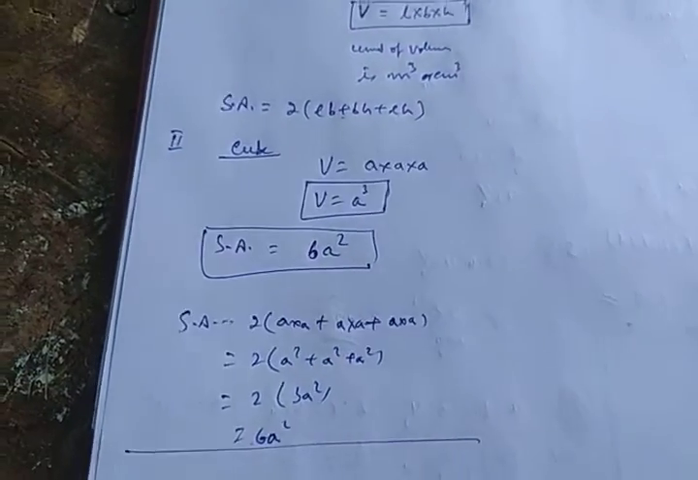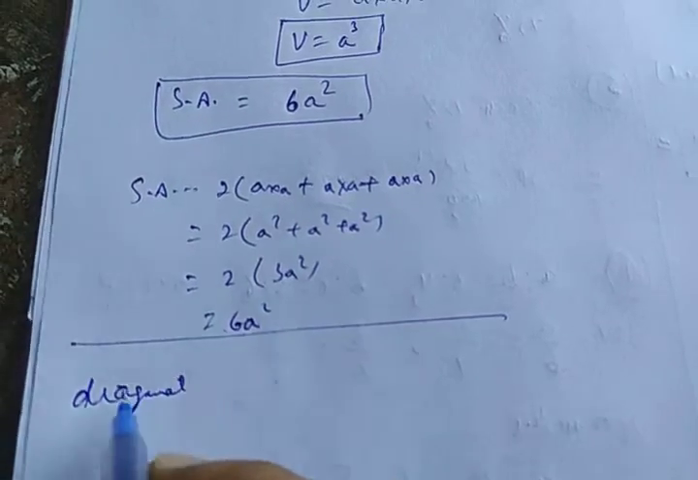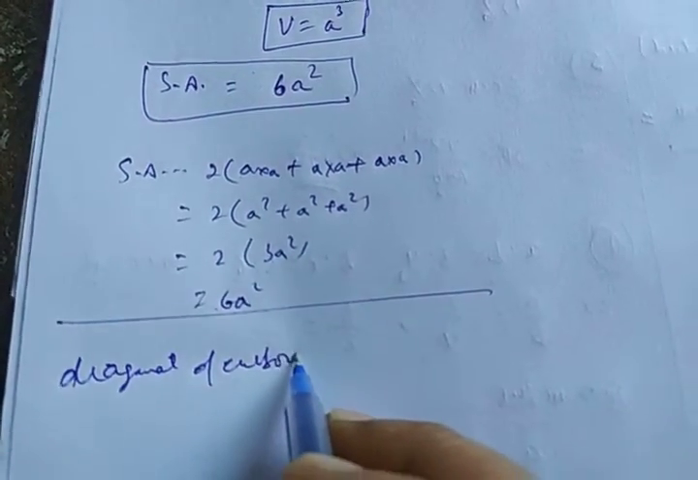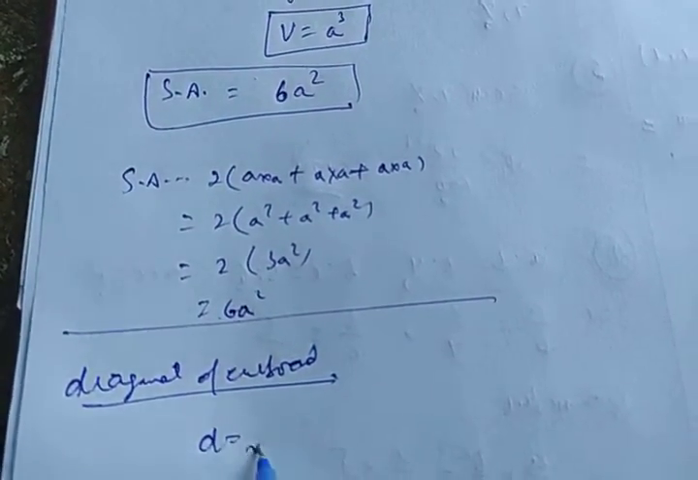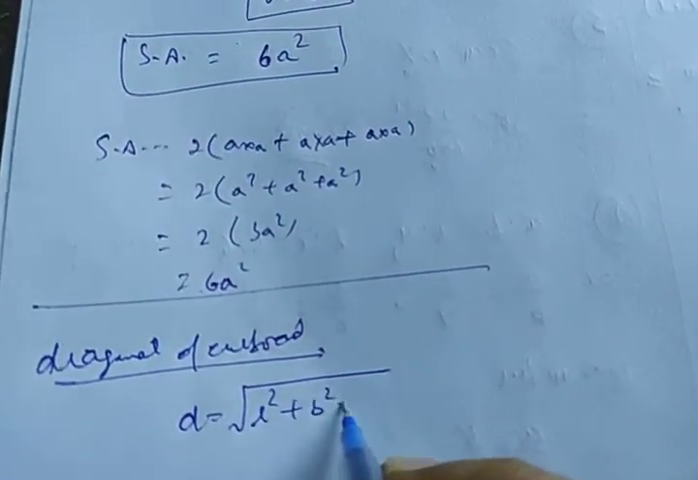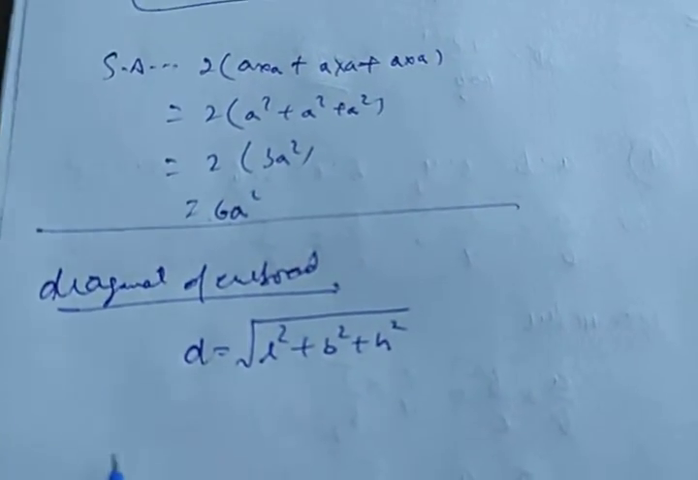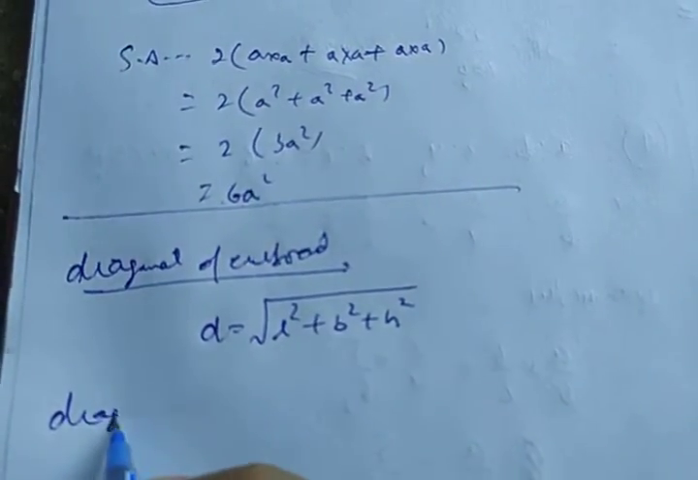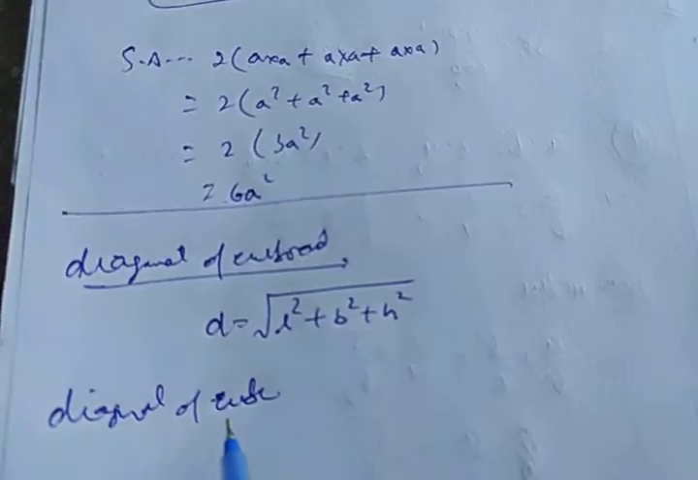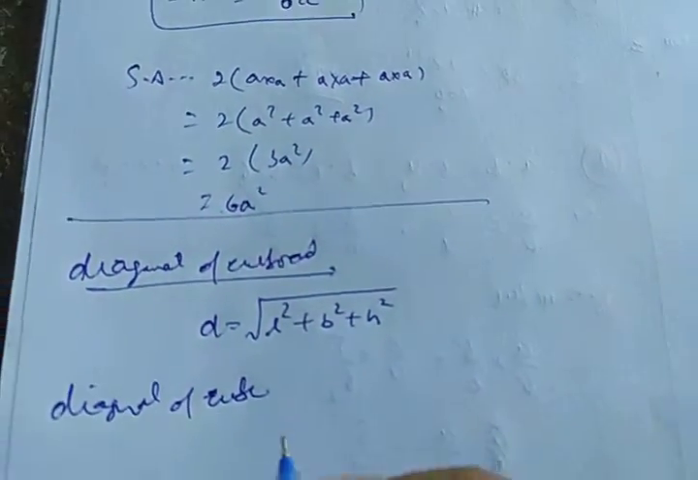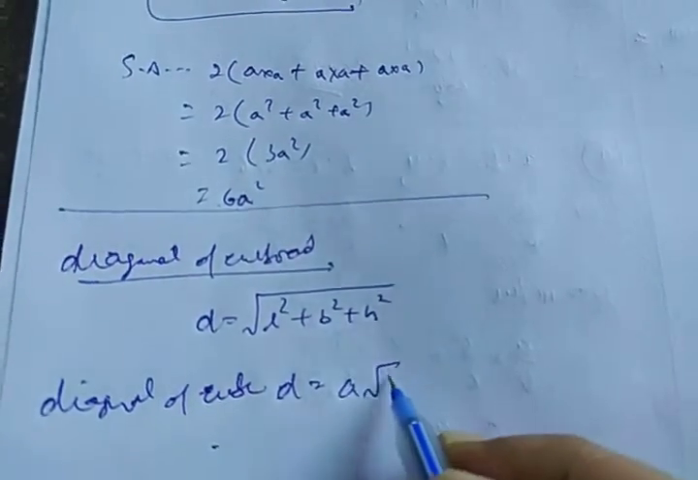Now one thing, another formula, diagonal. Diagonal of cuboid. Diagonal of cuboid is calculated as D is equal to under root L square plus B square plus H square. And diagonal of cube. In case of diagonal of cube, this will be A under root 3. D is equal to A under root 3.